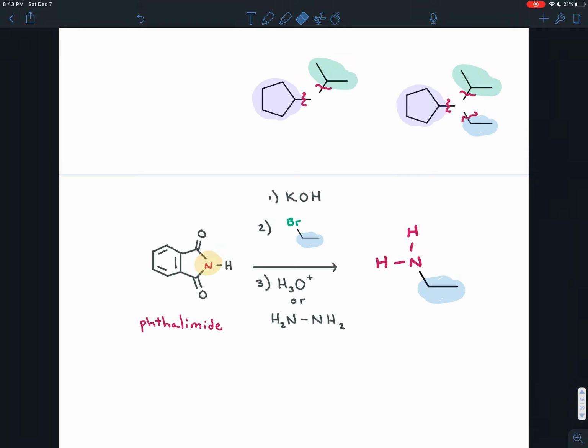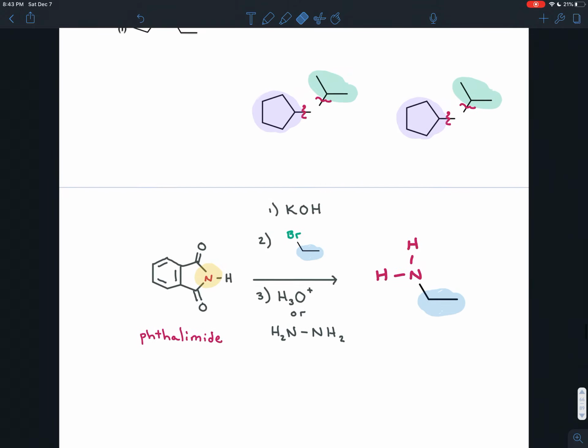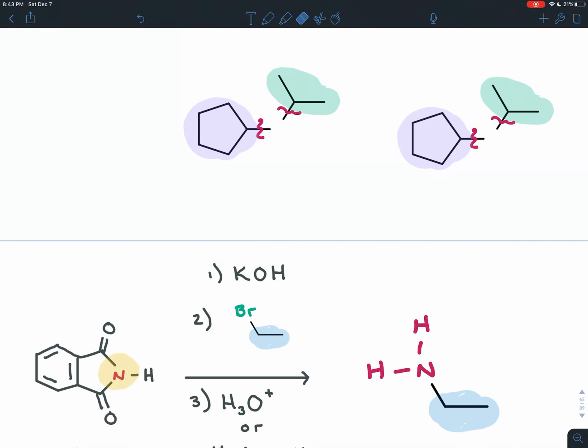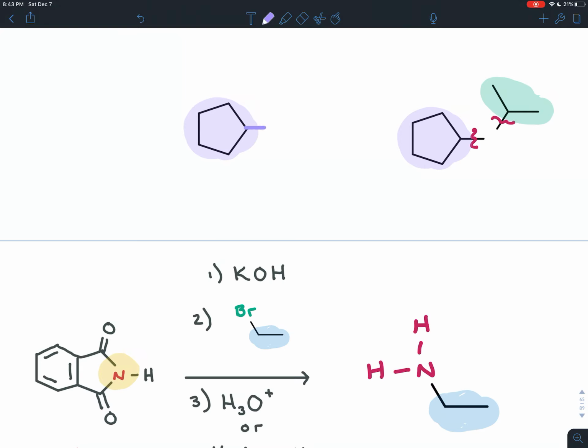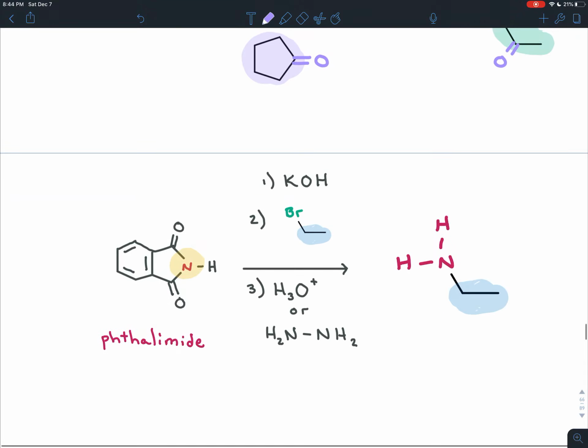So we've attached that blue group. We can erase that from our analysis. We still have to attach the purple and green groups. We're going to have to attach these using reductive amination. So first, the purple group, where the nitrogen was attached, draw in a carbonyl. And then for the green group, where the nitrogen was attached, draw in a carbonyl. So in this case, we have 2 ketones.